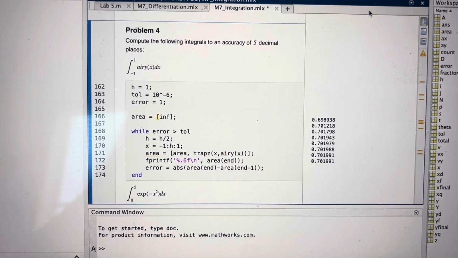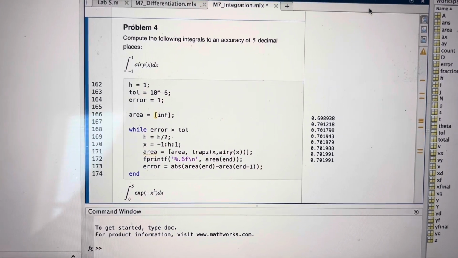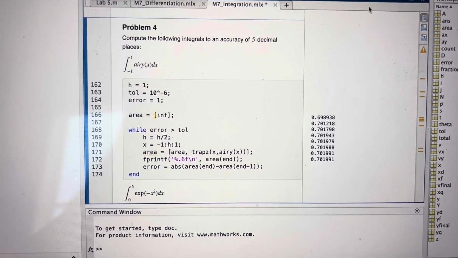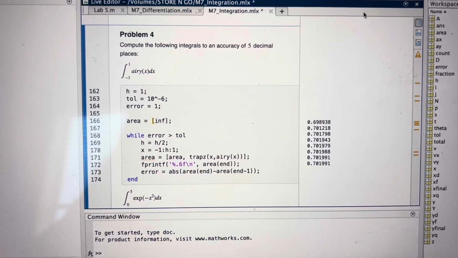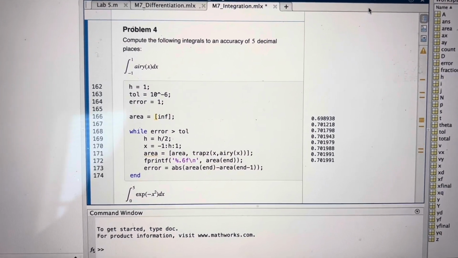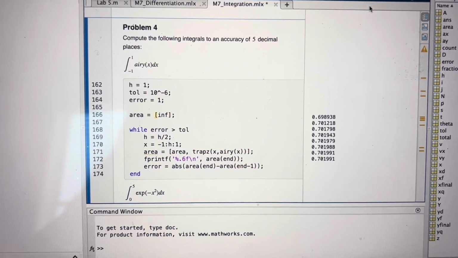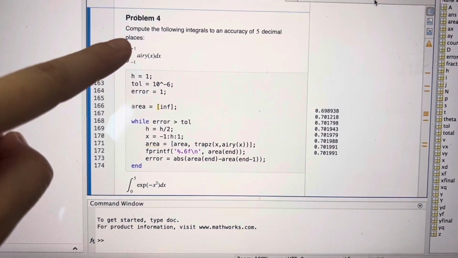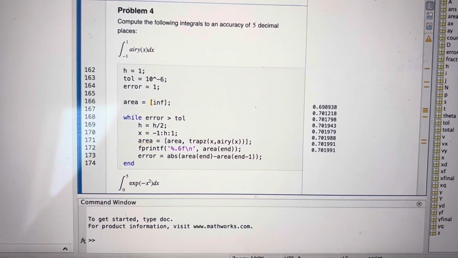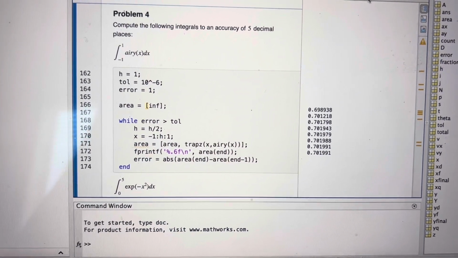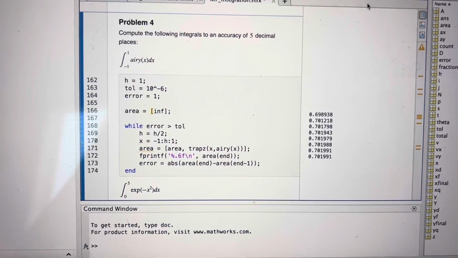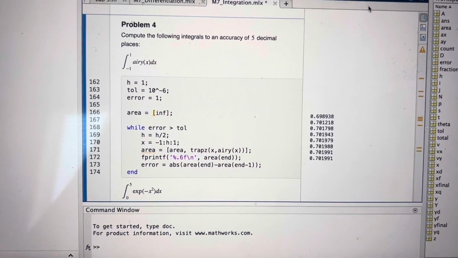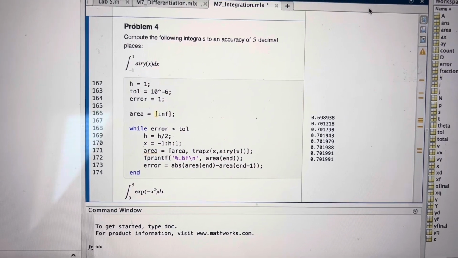So 0.5. And then we're going to have x equals -1 colon h colon 1. So our step size is going in between -1 and 1. That's what it's doing. Okay, and then we have our area. Our area equals area, comma, traps x, comma, area x.